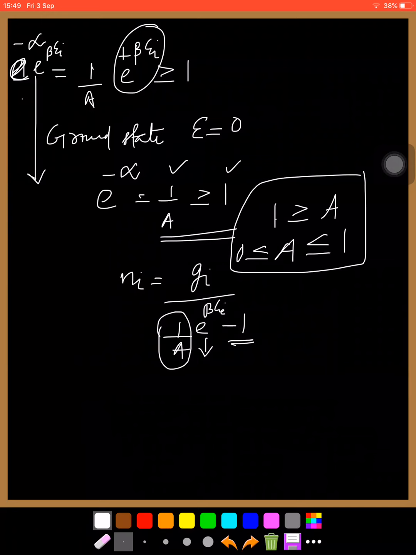So this is the condition for A. A is between 0 and 1. And so we have the condition for the parameter A, where A is e raised to minus alpha. So the maximum value and minimum value of A is what we calculated.